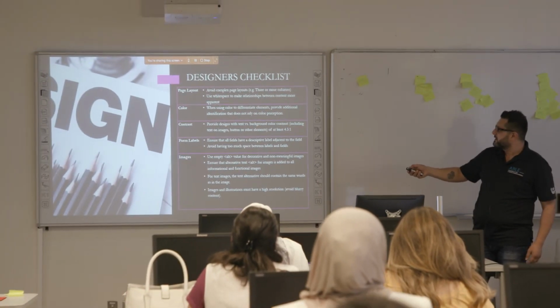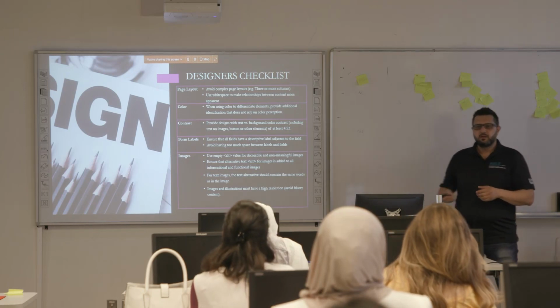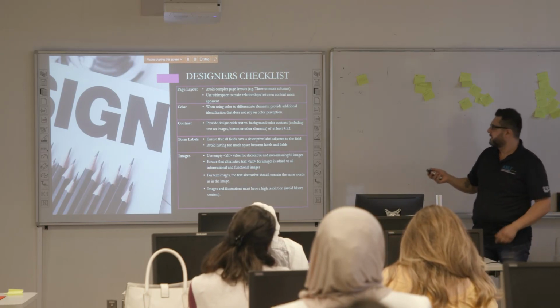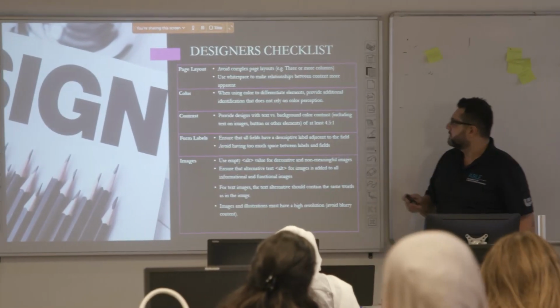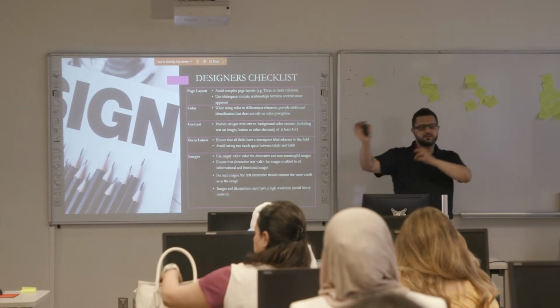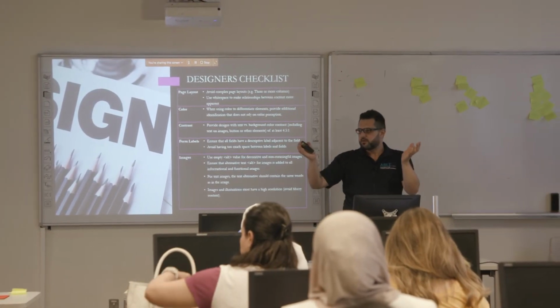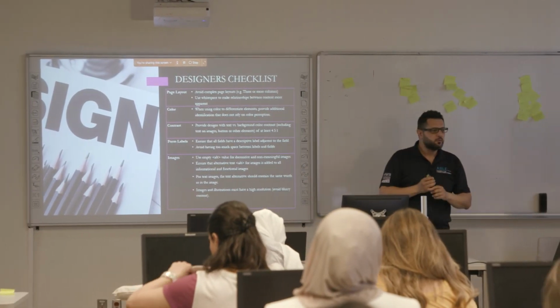So making the page layout simple, with no more than 3 columns, would really be appreciated and would help in doing that. We need to use white space to make the relationship between content more apparent. Like if I'm having different sections in my digital content, they should be grouped all together, so it would be more friendly.